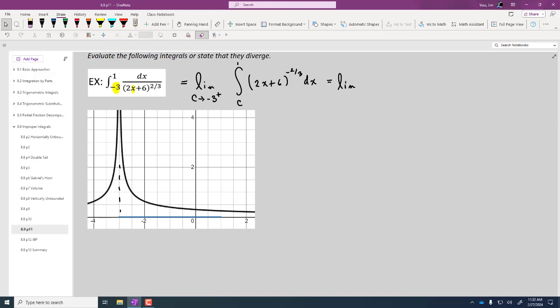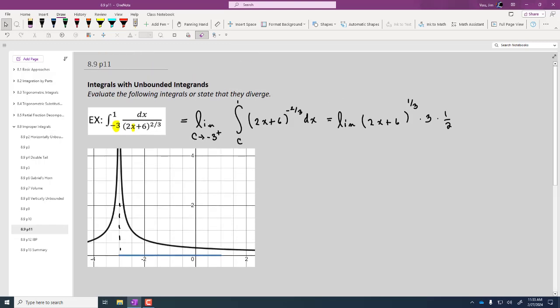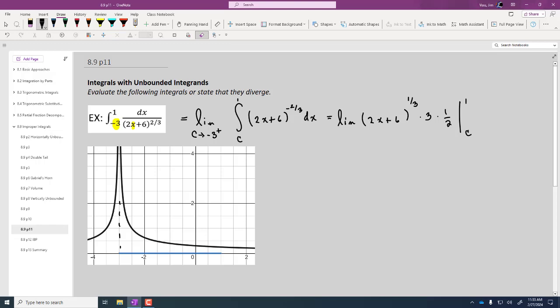Okay, so power rule. We have our base, 2x plus 6. We add 1 to the exponent and get a third. We divide by the new exponent, which means multiply by 3. But we also have to divide by 2 for the reverse chain rule, or multiply by half, either way. So with the power rule, we add 1 to the exponent, divide by the new exponent, and then divide by the derivative of the base. So divide by 2 or multiply by half. Those mean the same thing. And then we go from c to 1.